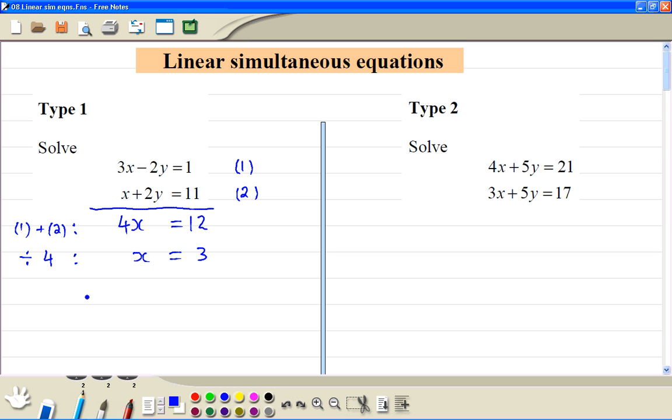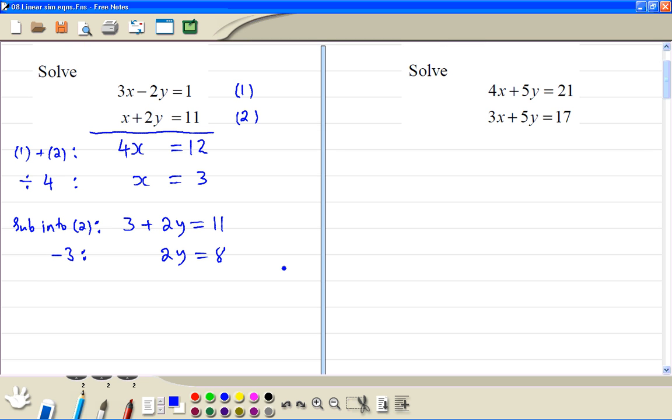Then we go back to equation 1 or 2, whichever one we like. So we sub into equation 2. So wherever x is, write 3 plus 2y is equal to 11. Subtract 3 from both sides, we get 2y is equal to 8. Then divide both sides by 2, we get y equal to 4.